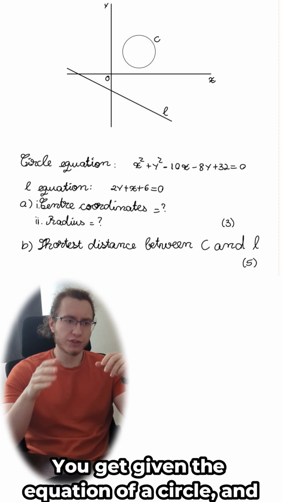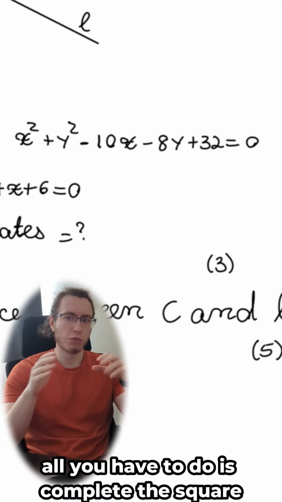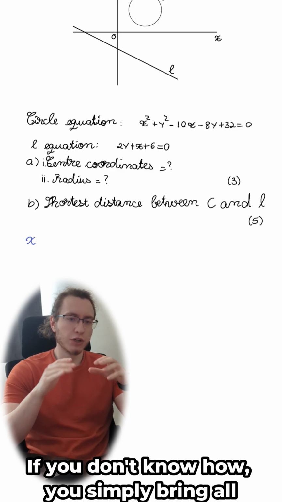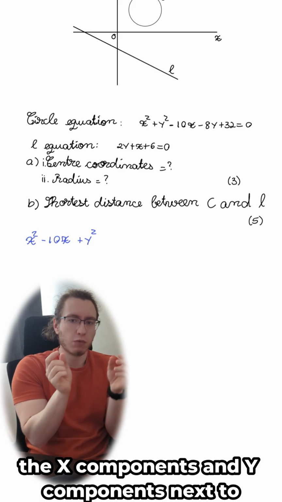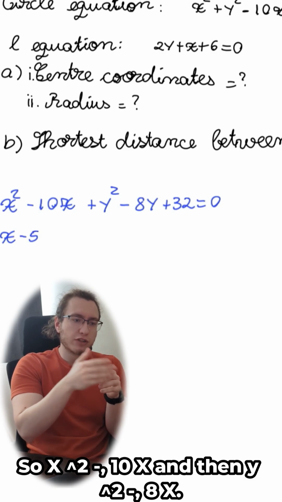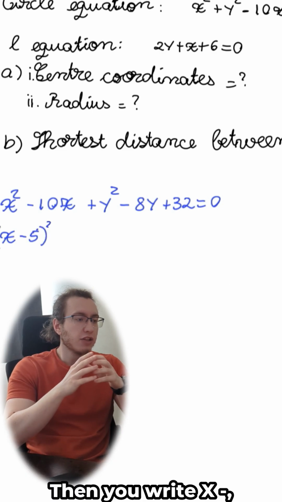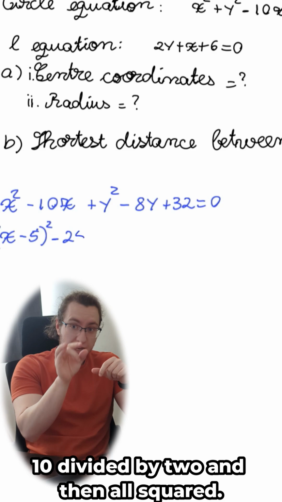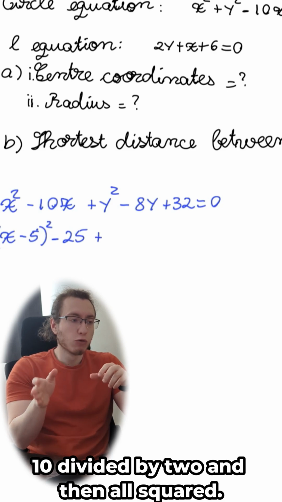You get given the equation of a circle and all you have to do is complete the square for both x and y. If you don't know how, you simply bring all the x components and y components next to each other. So x squared minus 10x and then y squared minus 8y. Then you write (x minus 10 divided by 2) and then all squared.